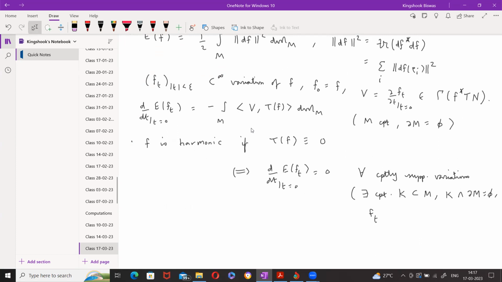And Ft is equal to F on M minus K. Is this clear? It is, yes, sir, it is clear. Okay, that's it. The definition is just that the tension field is 0. This makes sense for any manifold, whether compact, non-compact, with boundary, without boundary, doesn't matter.